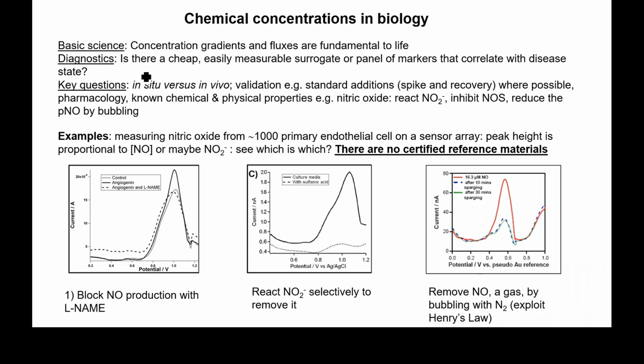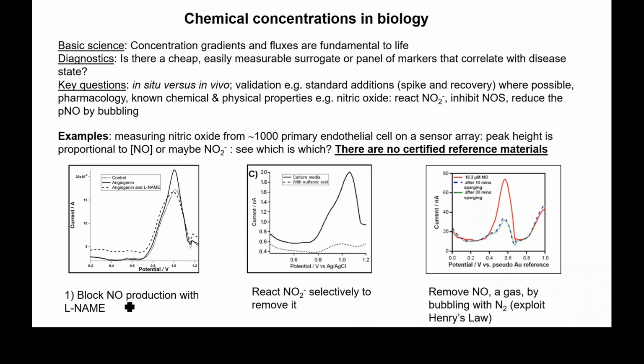Should we measure ex situ versus in vivo? How do we validate? Can we do standard additions or spike and recovery? And this should be done where possible. Can we exploit pharmacology to try and confirm our identification of our unknown analyte, or use the chemical and physical properties?